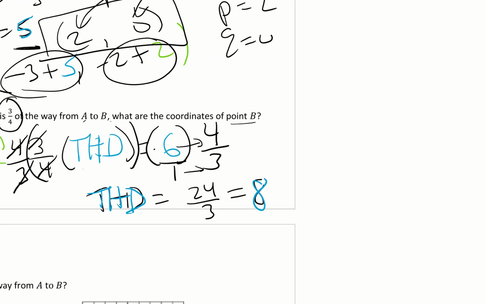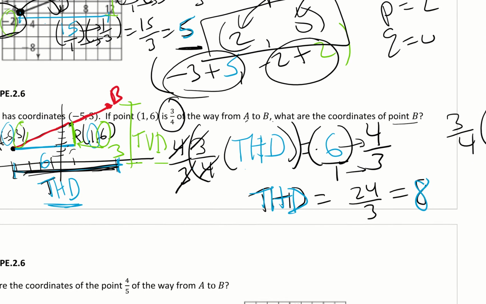Now let's set up an equation for the vertical distance. So 3/4 of the vertical distance is equal to 3.